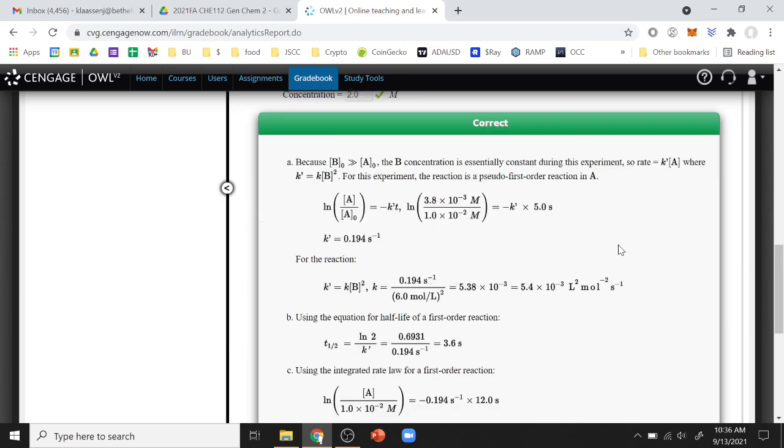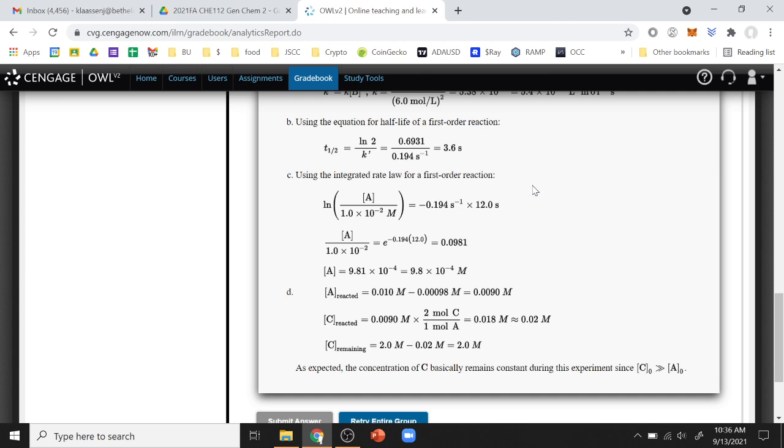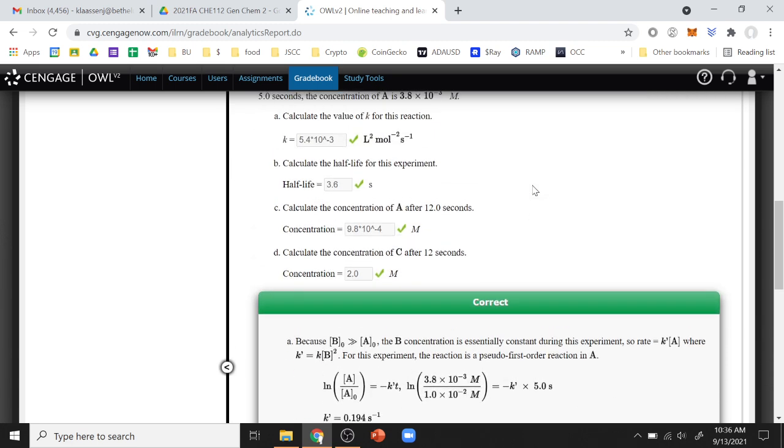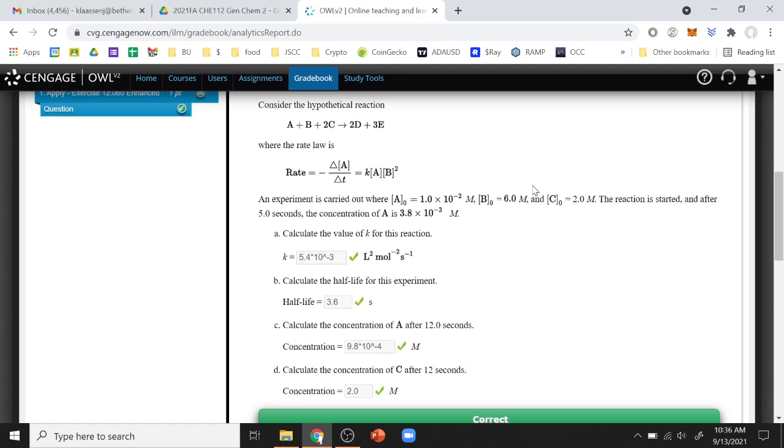Okay, then the next part is we're going to do the concentrations. Let's go ahead and have you folks try those first and see if you can get those by yourselves, without me doing anything. Okay?